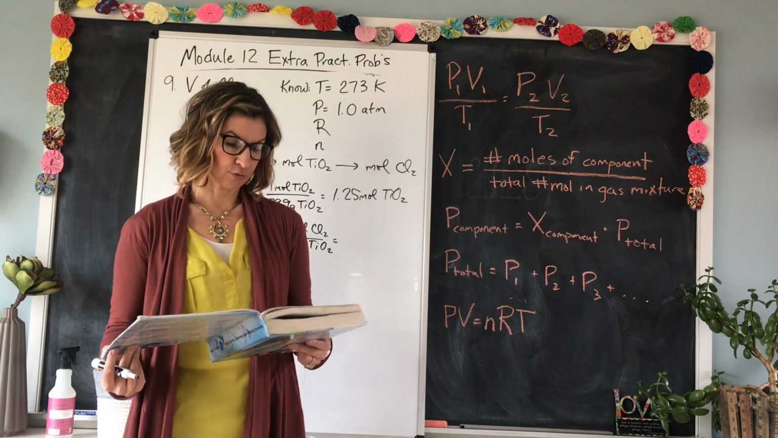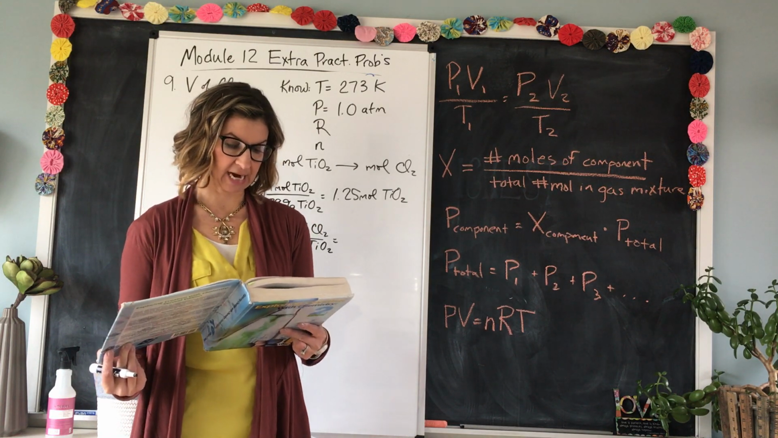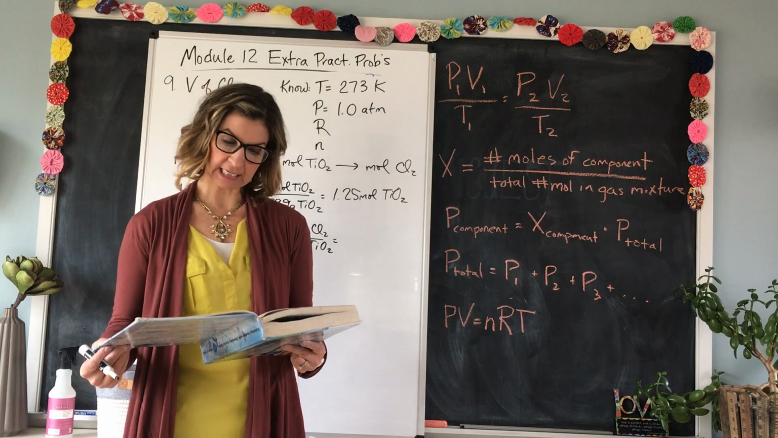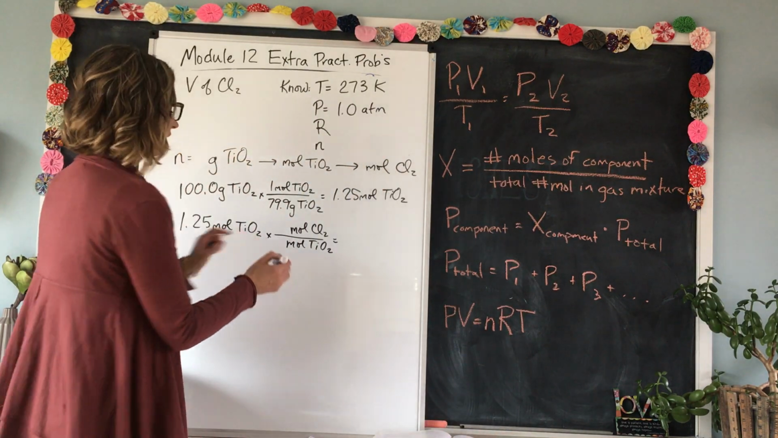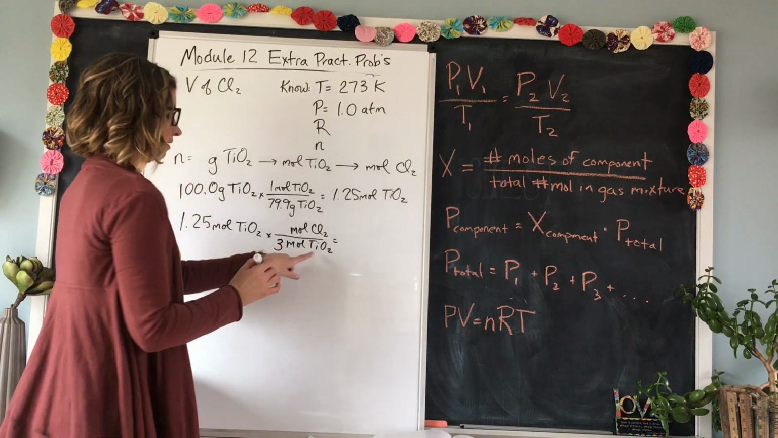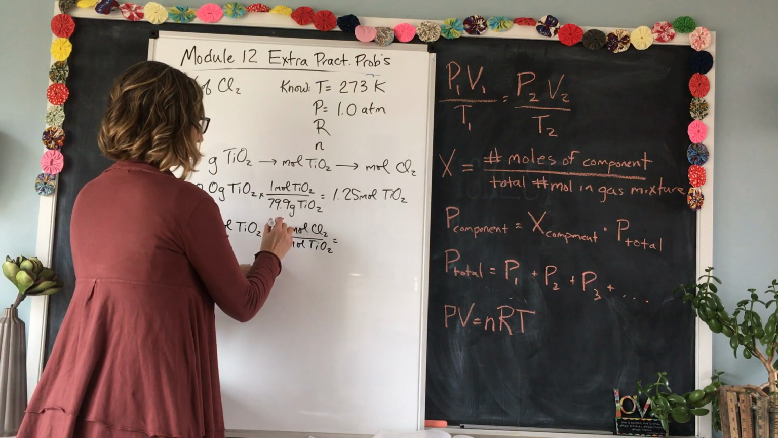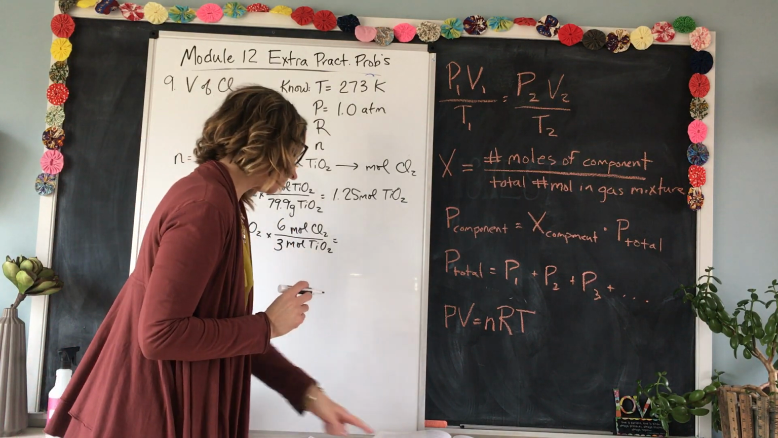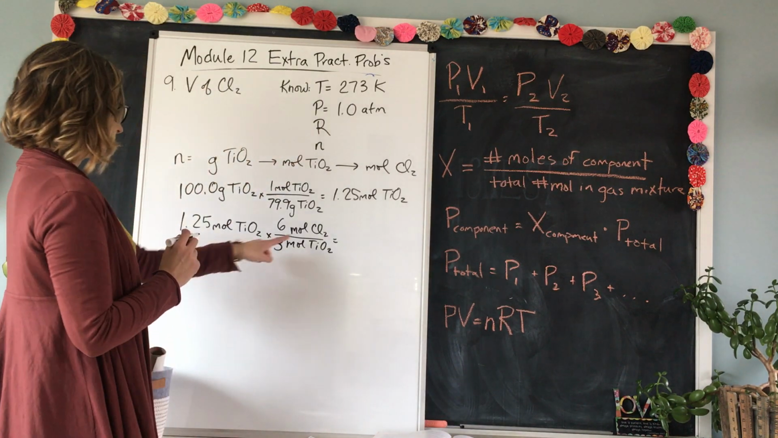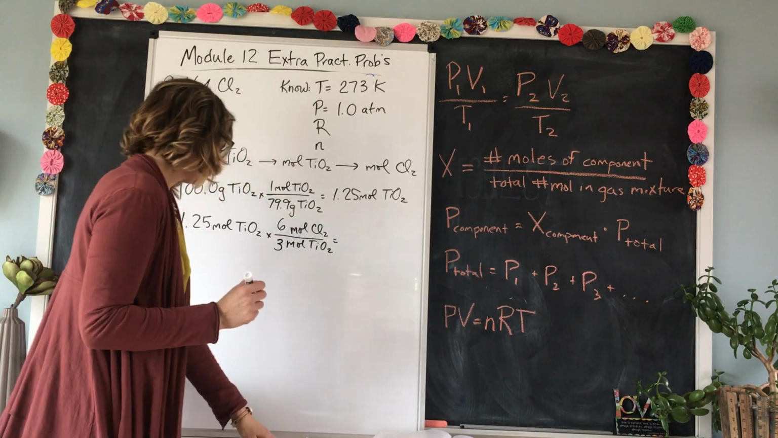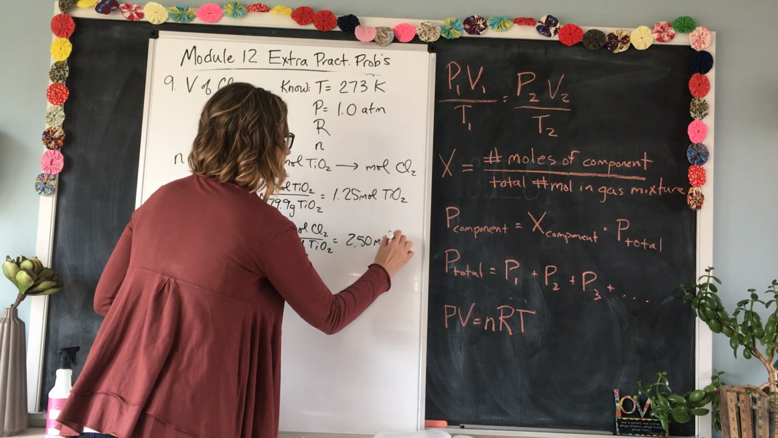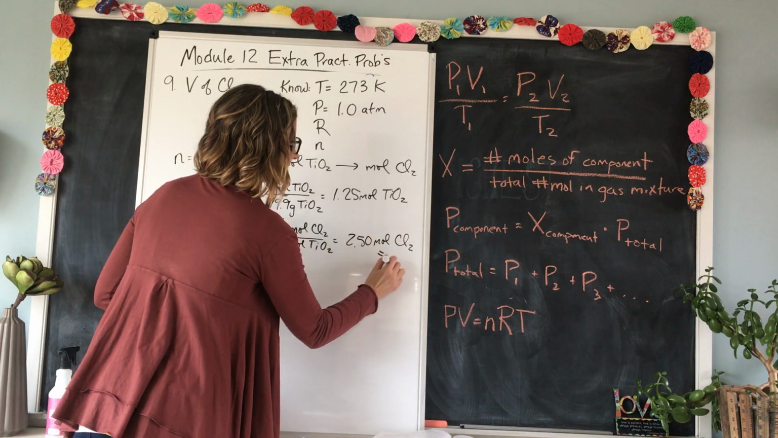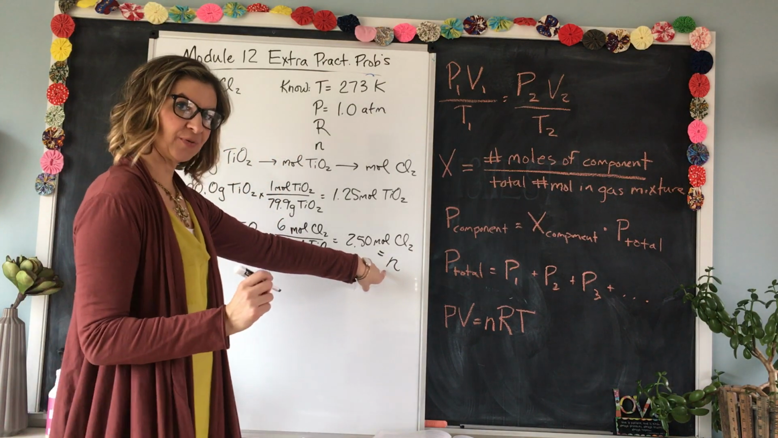It said that for every 3 moles of titanium dioxide, you will need 6 moles of Cl2. So let's plug in those numbers. For every 3 moles of TiO2, you will need 6 moles of Cl2. So we would multiply and divide that out, and we end up with 2.50 moles of Cl2. That is our N value.